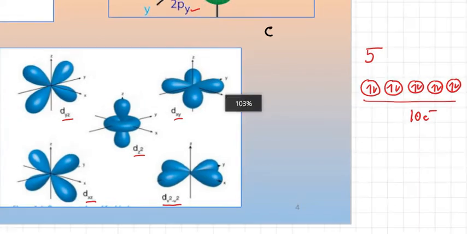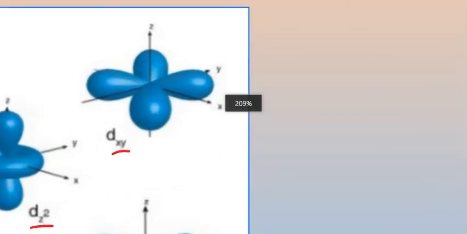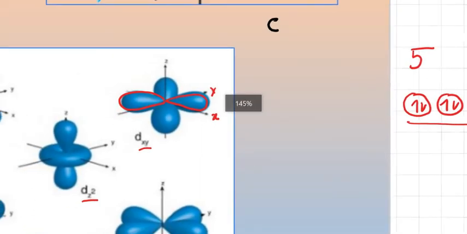If you see this dxy, here you can see clearly that the orbitals are present between x and y. So here this is the x axis and here this is the y axis. So this is the lobe that is present between the x axis and the y axis. Similarly, the other lobe is present here. I hope you are understanding, students, right? So this is the dxy orbital.